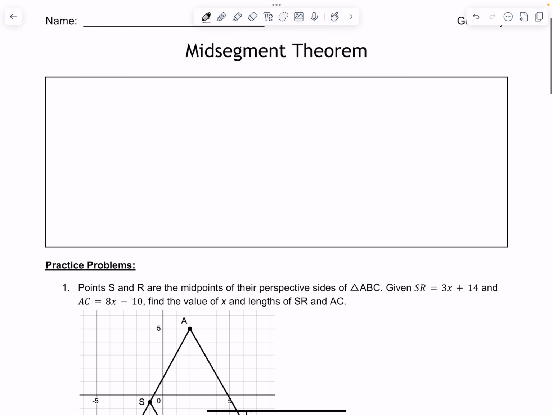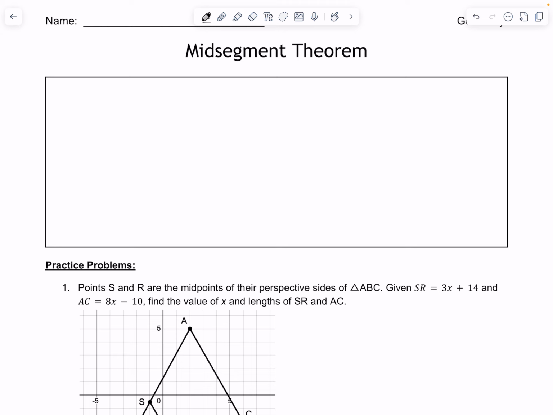In this lesson, we're going to go over a mid-segment of a triangle, as well as the triangle mid-segment theorem. I'm going to do a couple of practice problems after we review what the mid-segment theorem is, and then there's more problems on this sheet that you can practice before getting to the homework. Okay, so let's talk a little bit about what a mid-segment is, and then ultimately what the mid-segment theorem is.